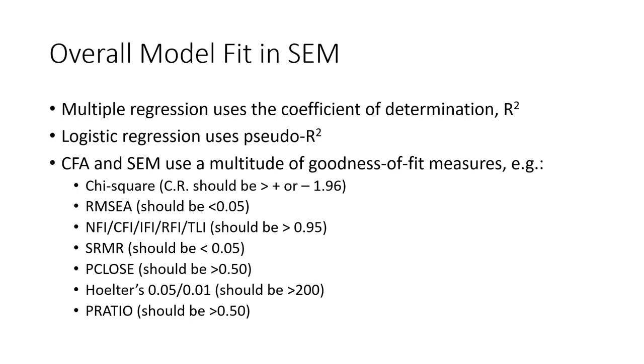So you would look at the chi-square statistic, the RMSEA, and the NFI, CFI, IFI, RFI, and TLI statistics, the SRMR, the P-close, Hoelter, and Parsimony. Again, there are any number of them, a great many, but these are some of the more common ones, and the cutoffs you can also find in the slide.